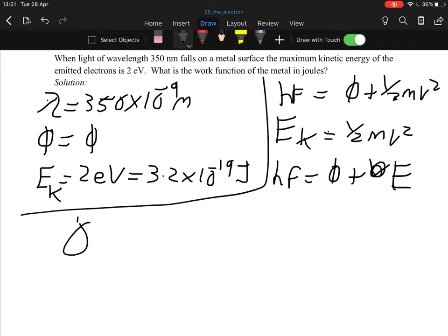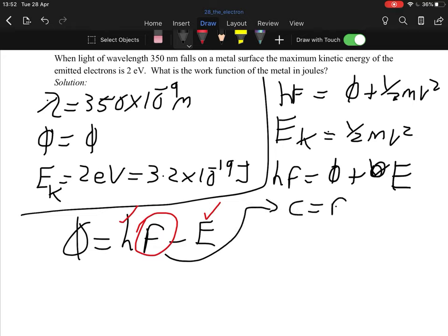All right, so therefore HF is equal to the work function plus EK. Okay, so therefore the work function is equal to HF minus that. Okay, and we have to find HF. So we have the wavelength. Okay. I have to find the frequency. There we go. So we're almost there, guys. Took a second there to think: we have E, we have H. I have to find this. How do I find that?